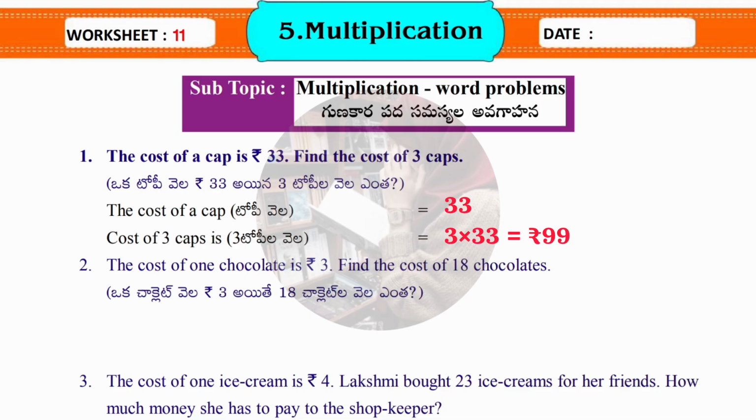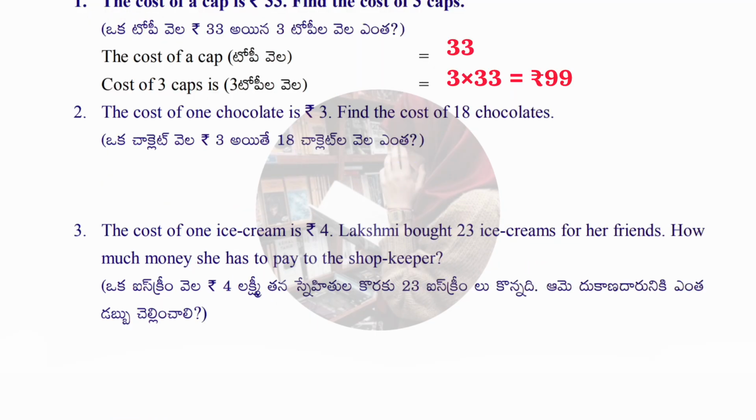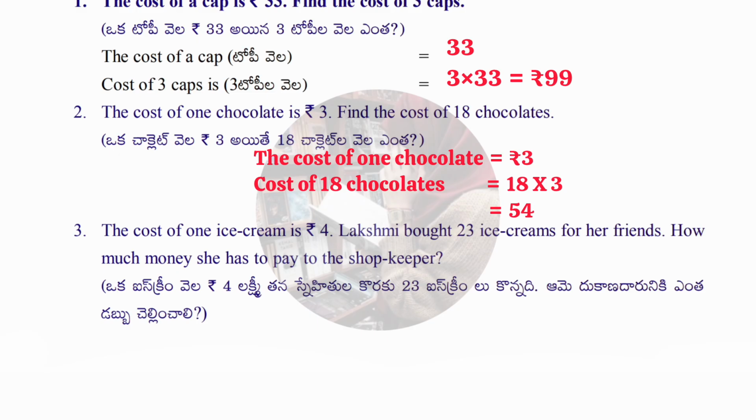Let's see the second question, which is the cost of 1 chocolate is rupees 3. Find the cost of 18 chocolates. Okay, write down the answer. Given the cost of 1 chocolate is 3, means rupees 3. Then cost of 18 chocolates equal to 3 multiplied by 18. So answer is, let's do this. 8 3s are 24. Write down 4 to carry forward. 3 1s 3. Add 2. 3 plus 2 is 5. So answer is 54. So 54 rupees is the cost of 18 chocolates.